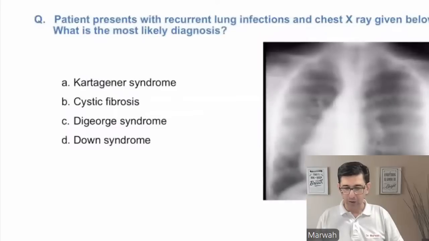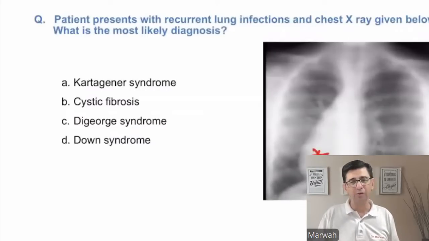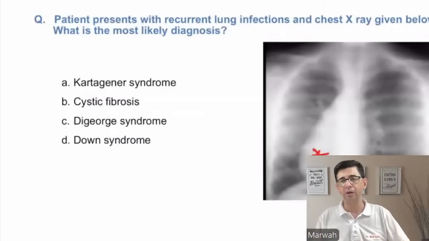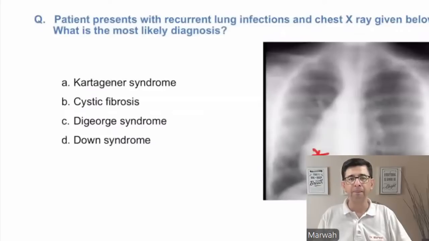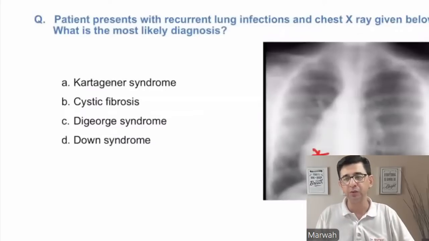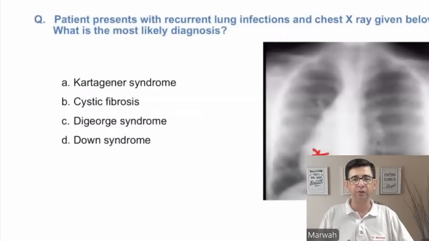Okay. A patient is having recurrent lung infections and then the chest X-ray is given. He says, what is the most likely diagnosis in this case? Dextrocardia given in the question. So then cystic fibrosis would be unlikely. Cystic fibrosis ruled out, and so is DiGeorge syndrome. Considering dextrocardia, we'll answer that as Kartagener syndrome. Okay.